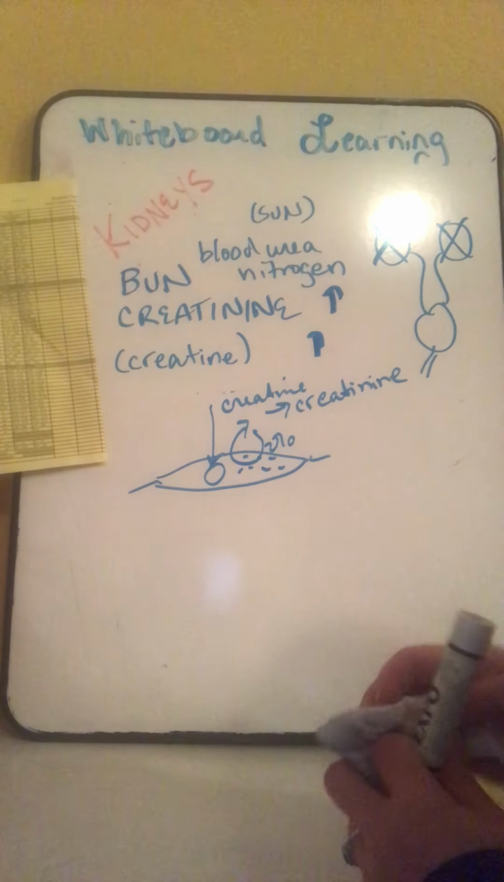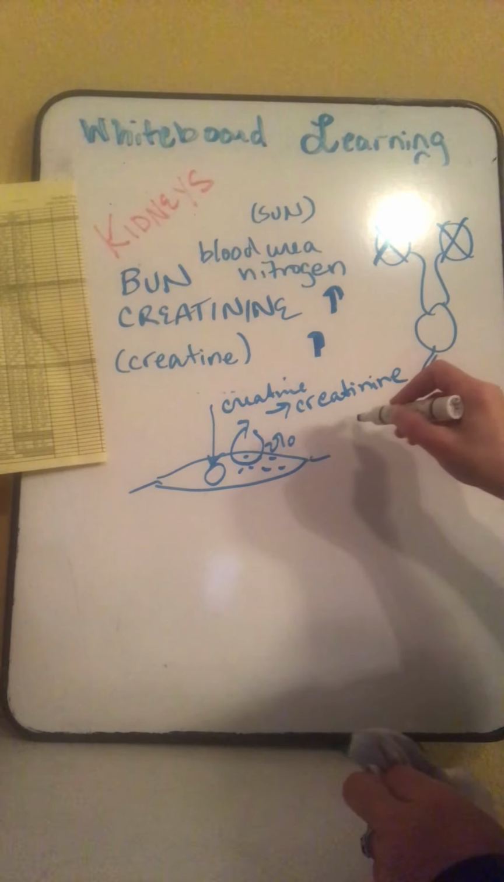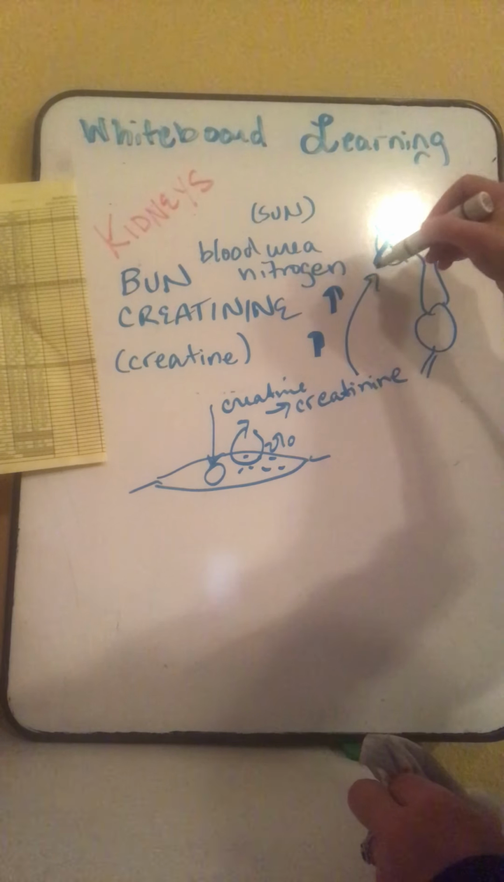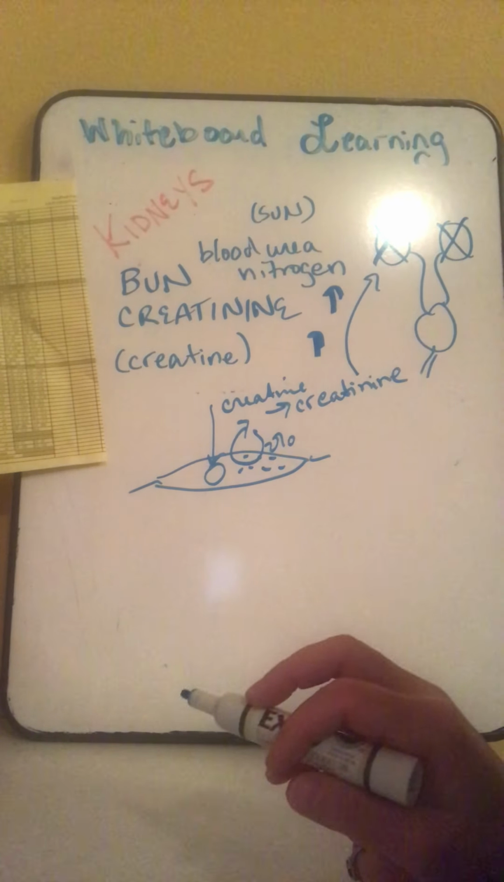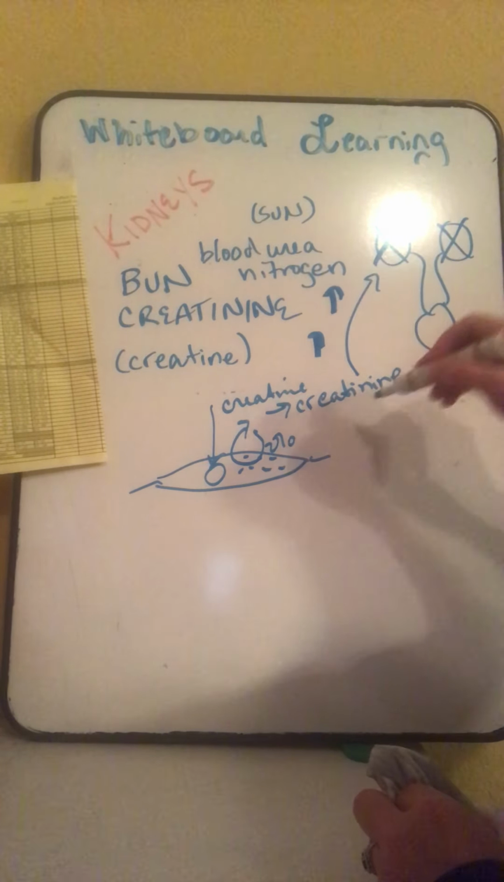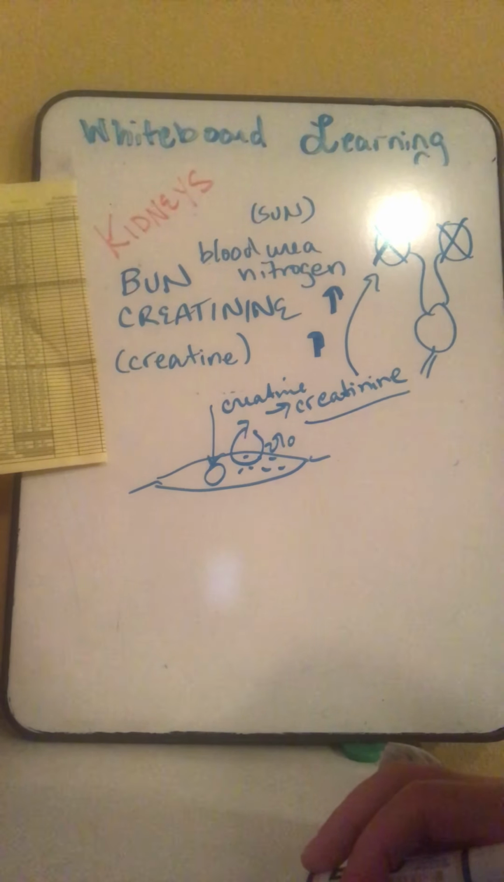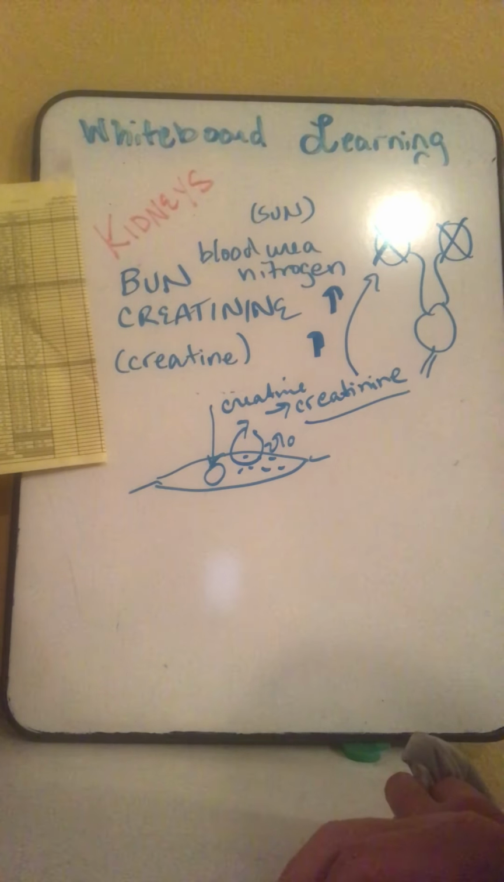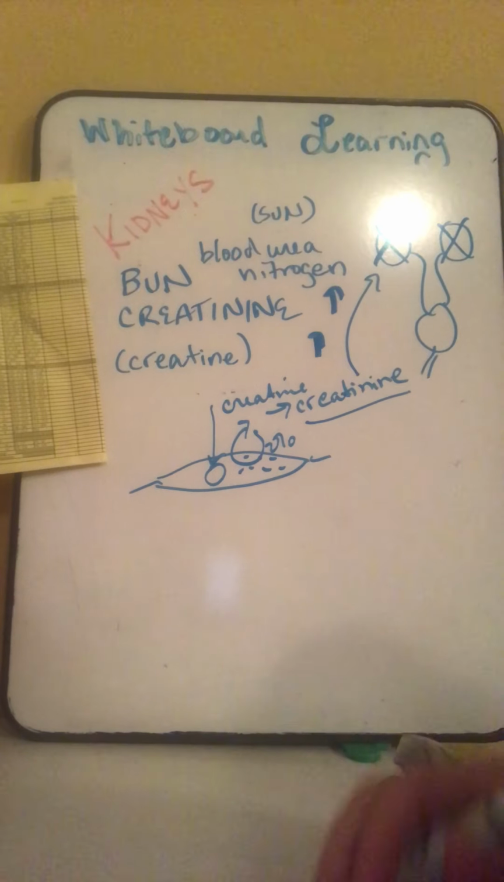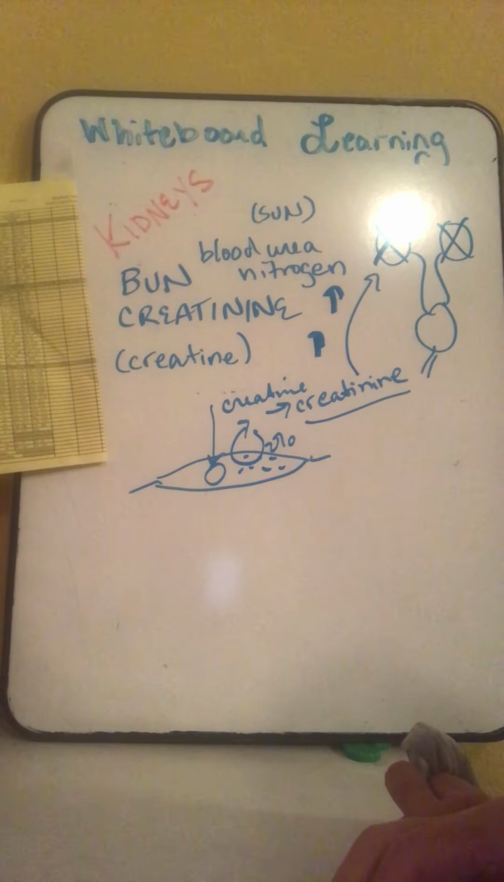Now, what's interesting about creatinine is that creatinine goes to the kidney and is freely filtered in the glomerulus and is freely let go. So it is not changed at all. It doesn't help any countercurrent multiplier. It isn't resorbed partially like BUN.